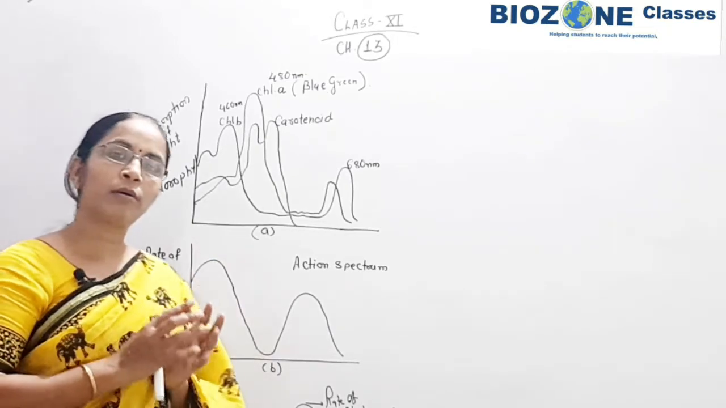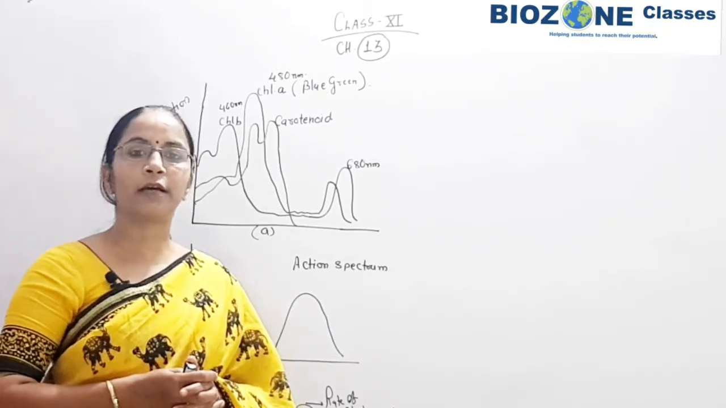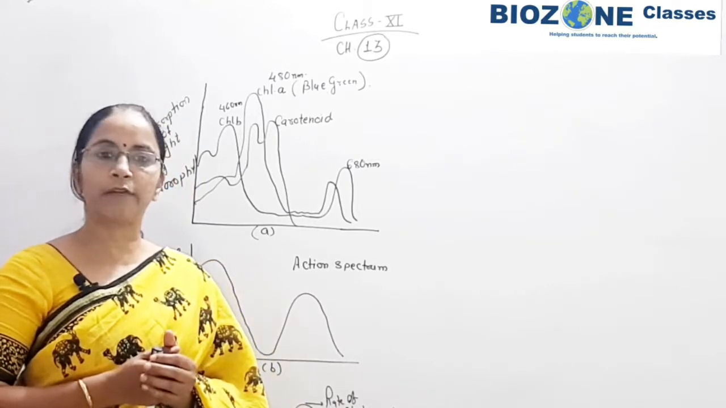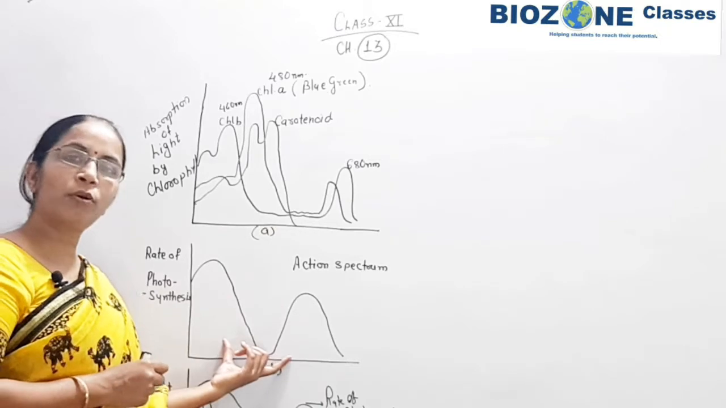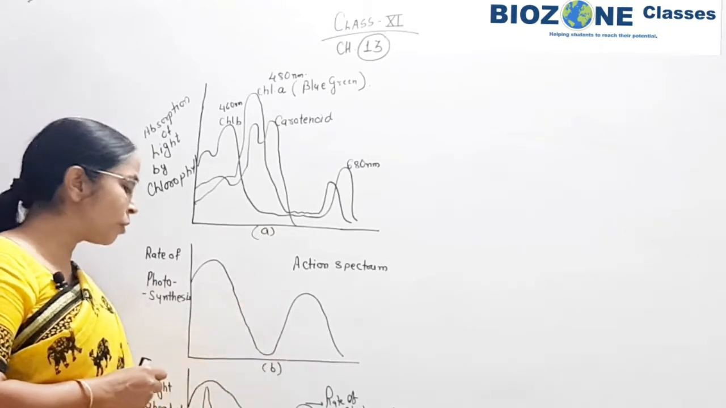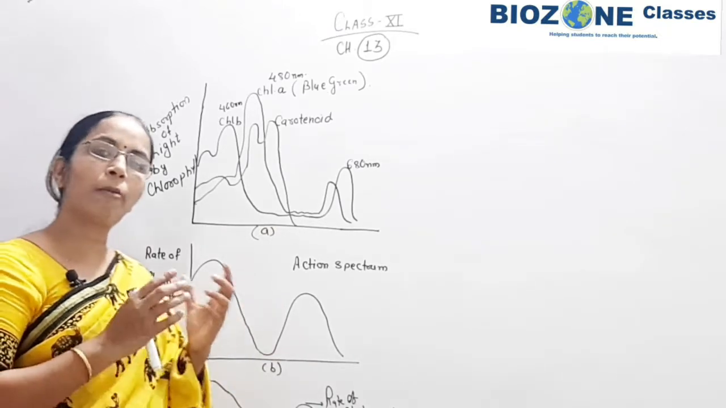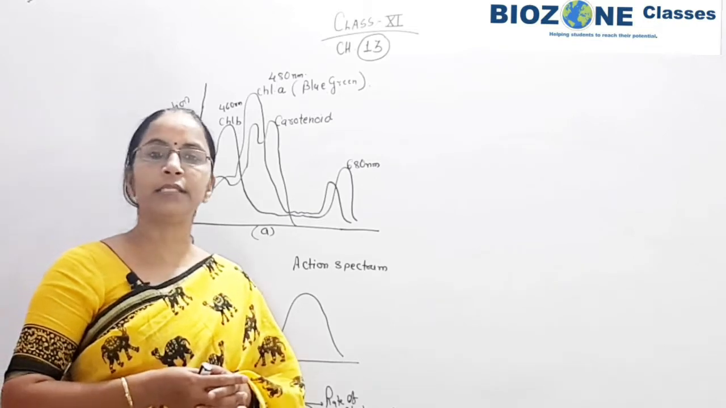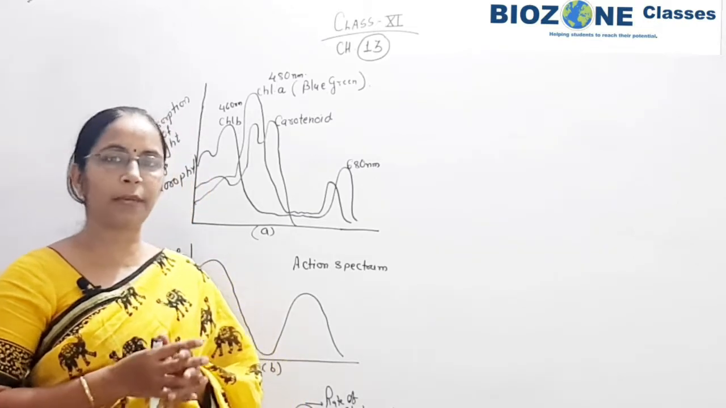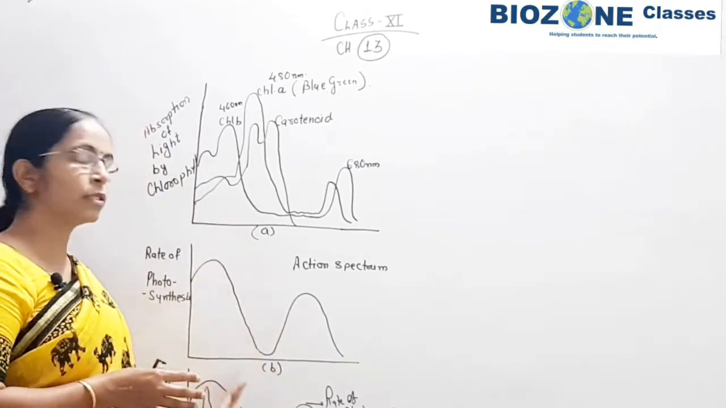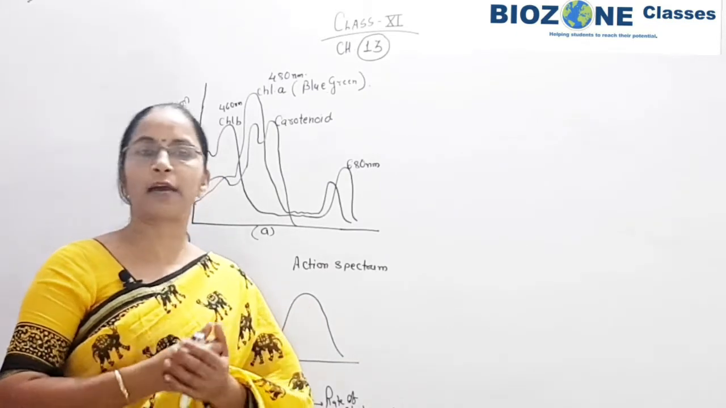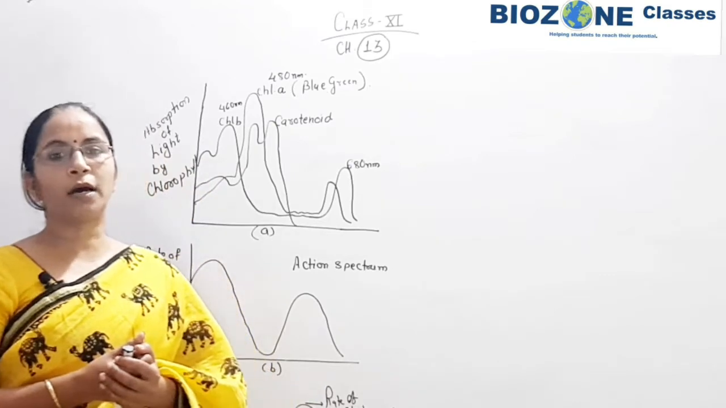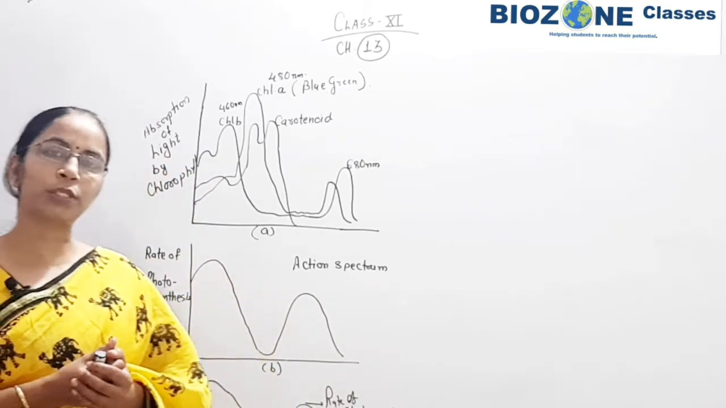Actually only two graphs are there that you have to understand very well, because the first and second graphs differ. The third graph is the combination of the first and second graphs, or A and B graphs. So here we first discuss these graphs, and along with these graphs we study what the different pigments in photosynthesis are.